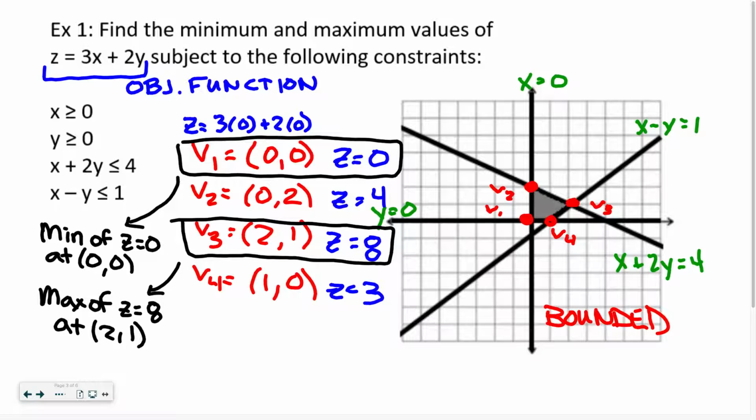Now, I could use v sub 2 or v sub 4, or I could use even the point 1, 1 right in the middle. It's in the shaded region. Those are all valid solutions. They fit all of the constraints, but they are not optimal. They don't give me my max or min z value.